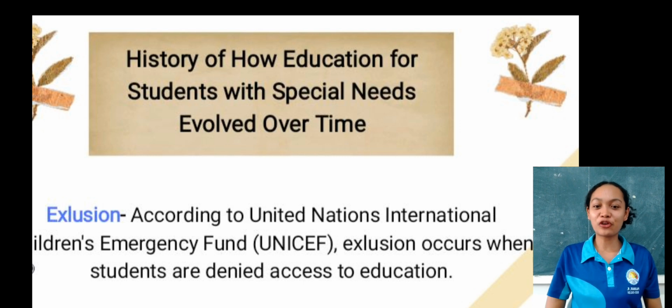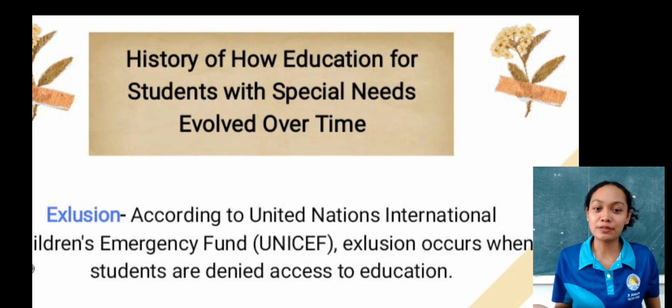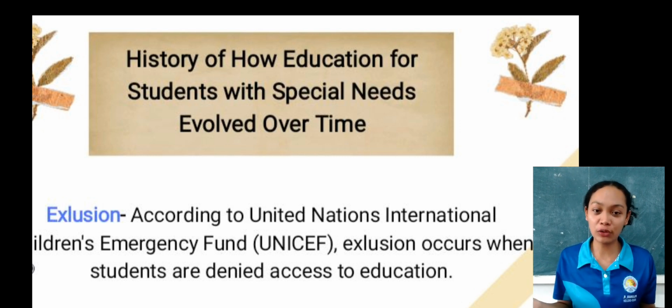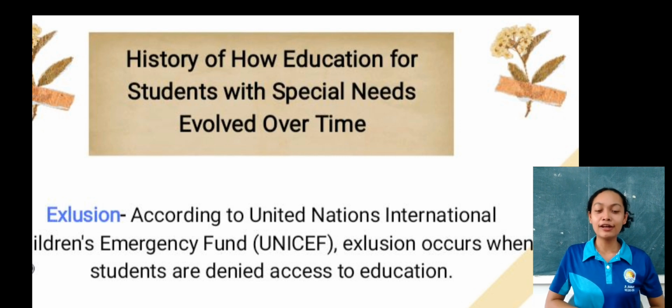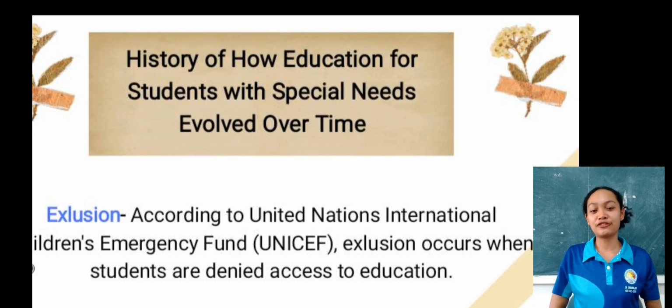Now, let's move forward to the history of how education has evolved over time. We have here concepts that will lead us to discuss the history of special students and how they were and are being treated. First, we have exclusion. According to the United Nations International Children's Emergency Fund, or UNICEF, exclusion occurs when students are denied access to education.